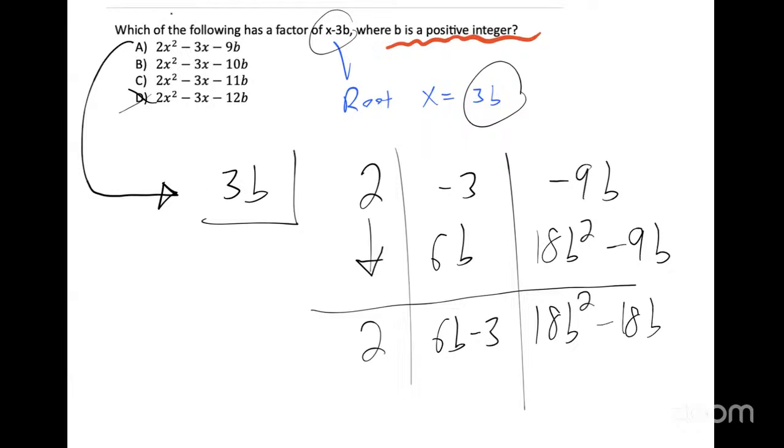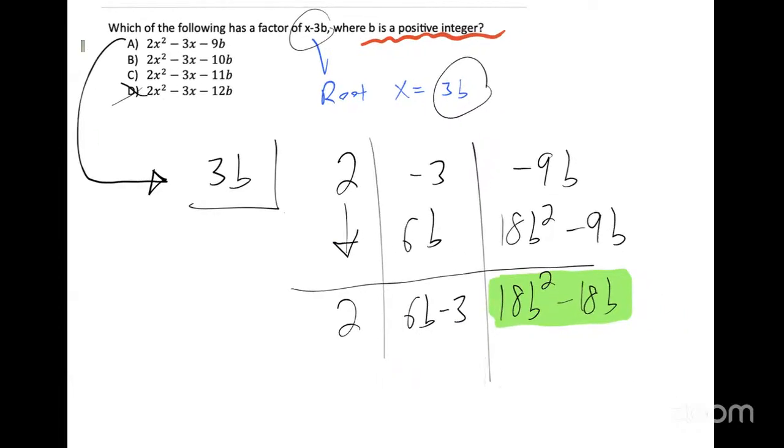Now, once again, when you divide using synthetic, if you end up with 0 right here, then you know it was a factor. So we're going to set it equal to 0, assuming that, yeah, it is a factor. That's what we did on the other one as well. So 18b squared minus 18b, we're setting that equal to 0. Once again, that's AB factoring. So we're going to take the GCF, because when you do AB factoring, you take out the GCF.